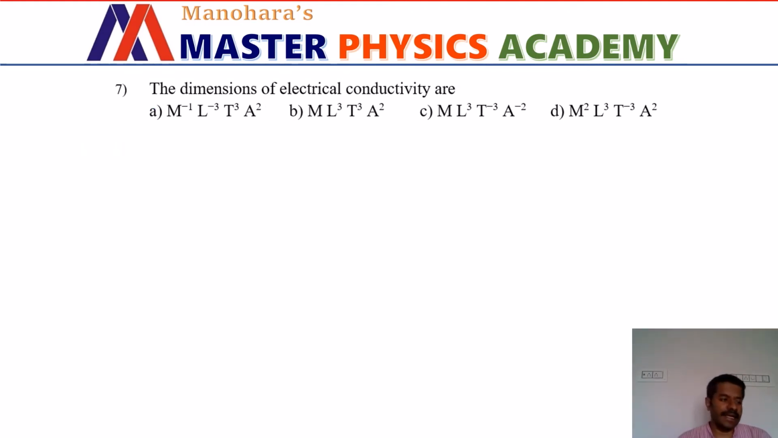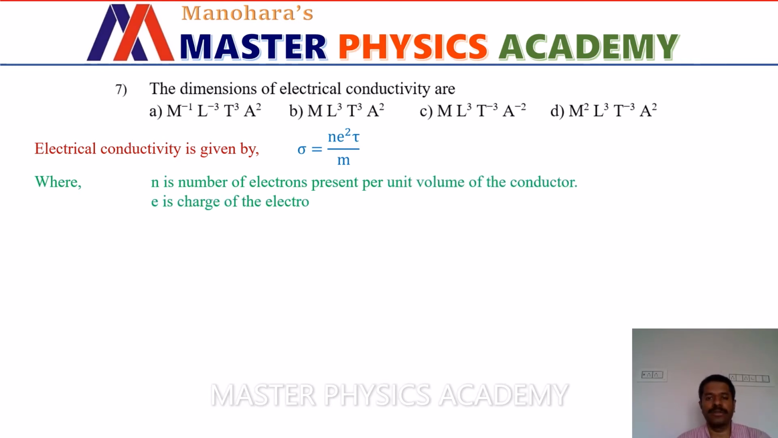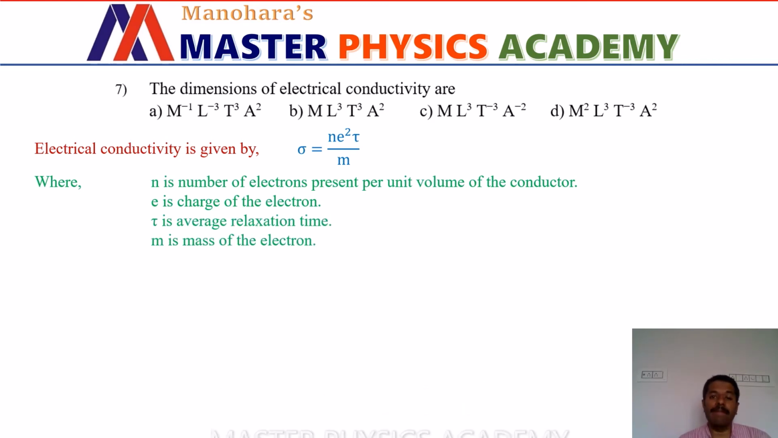The dimensions of electrical conductivity. First of all, we need to have some formula for electrical conductivity. Let us use sigma equals n e squared tau divided by m, where n is the number density, which has unit per meter cube. e is the electric charge, which has unit coulomb or ampere second. Tau is relaxation time, which has unit second. m is the mass of the electron, having unit kg.